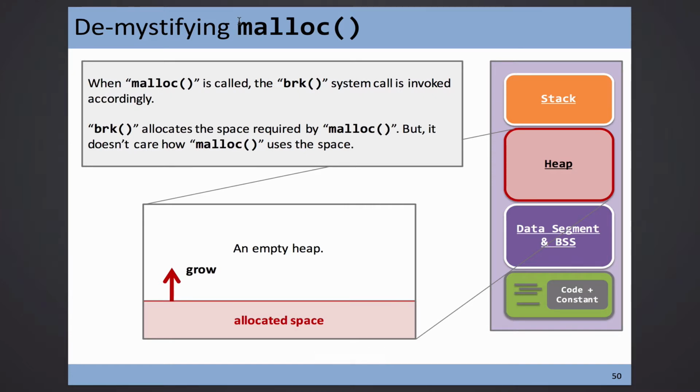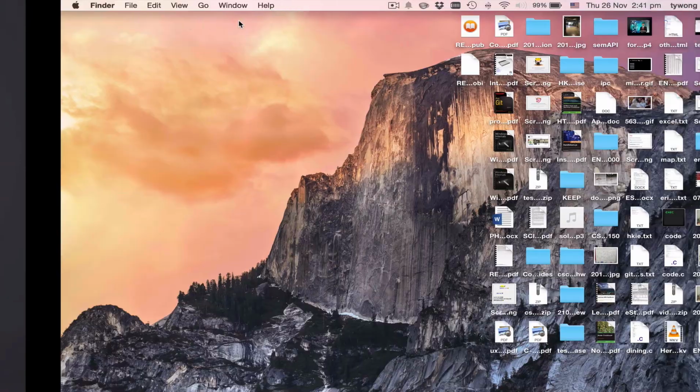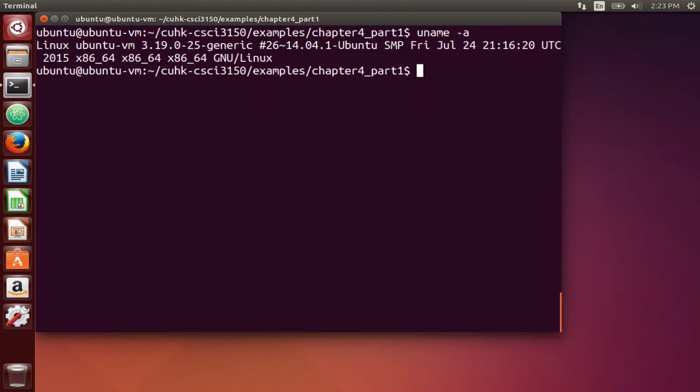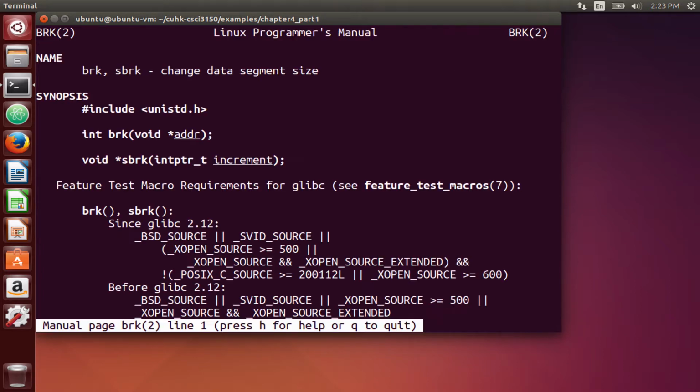BRK, break. I have my Linux ready here. So this is my Linux, a 64-bit Linux, no problem. This is the brk system call. The description is a little bit strange, right? It's not called heap, but it says change data segment size. There is a variant of it, the brk system call and the sbrk system call. One system call with two flavors. One flavor uses a pointer, and the other flavor uses an increment. So what is the meaning?